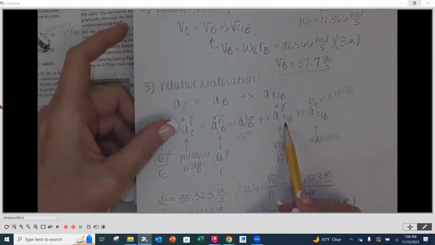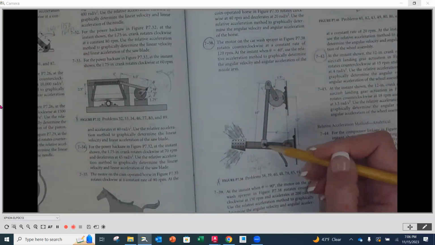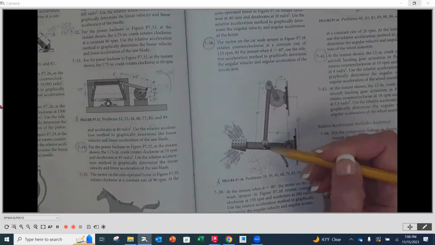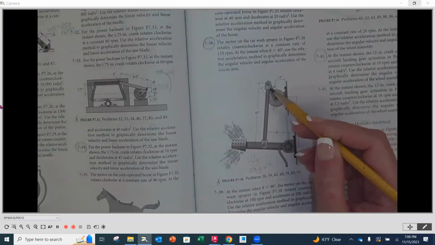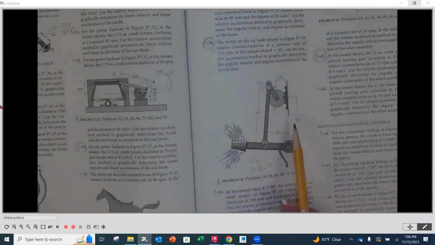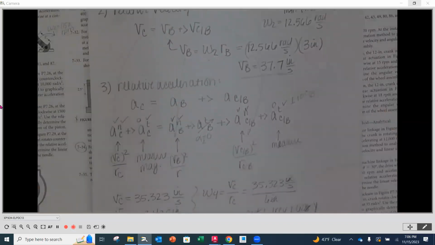Normal at C relative to B, we have our magnitude. Its direction is going to go from point C and point towards point B. So the tail is at C and the tip is pointing towards B. And then the tangential, we don't know its magnitude, but it'll be perpendicular to link number 3. So knowing all that information, let's generate this acceleration vector diagram.